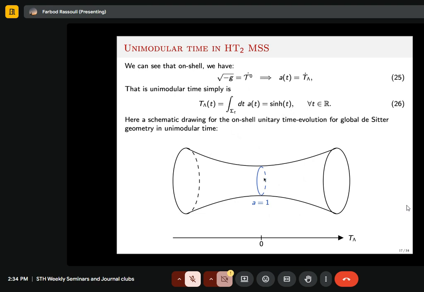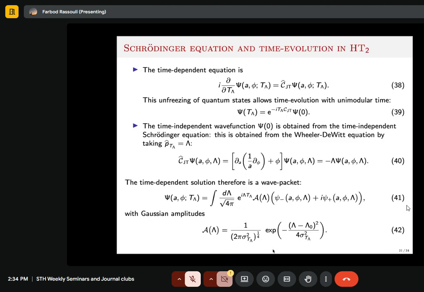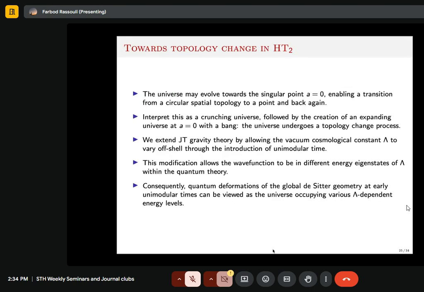But topology change, I think, is encoded in unimodular gravity, and it is not explored at all in 4D, 2D, or 3D. They don't explore it at all. So sorry for the remark.